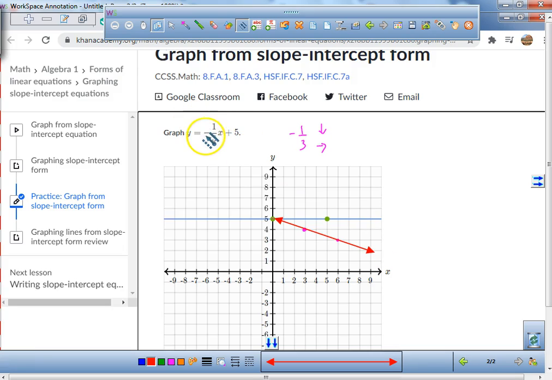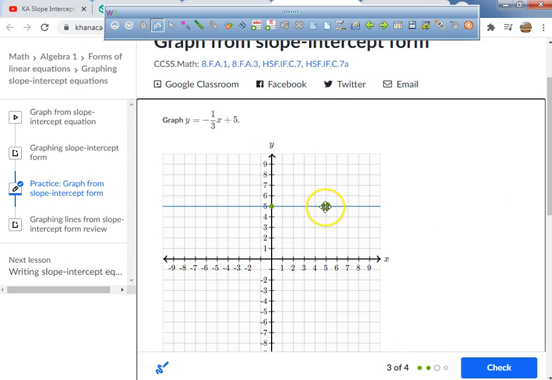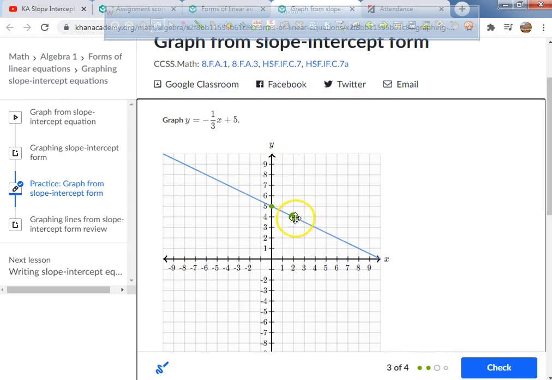That's what you have to do. You got to pay attention to whether it's positive or negative. So what do I do? I go down 1 over, that's down 1 over 2. There we go. Down 1 over 3, that's a -1/3 slope.